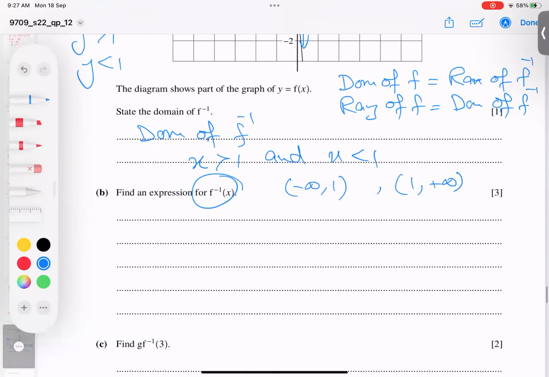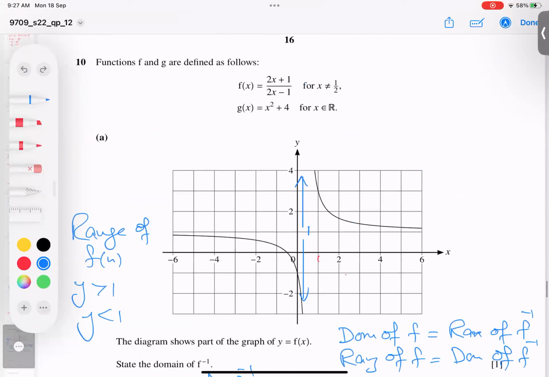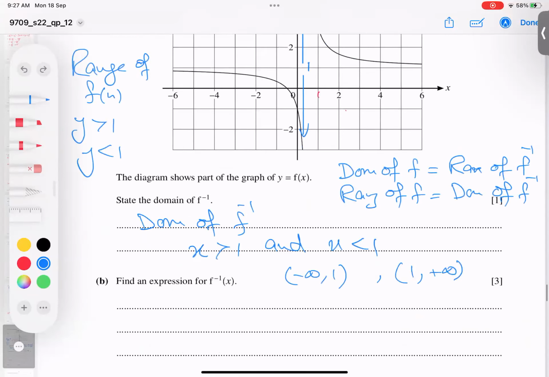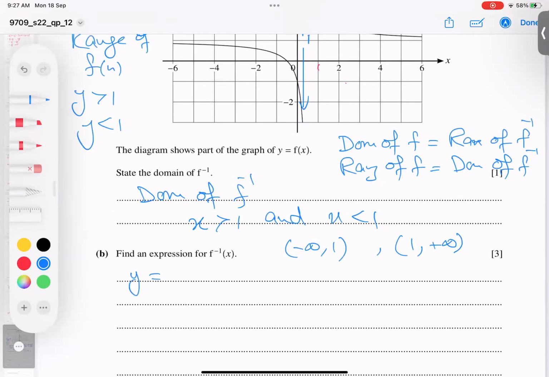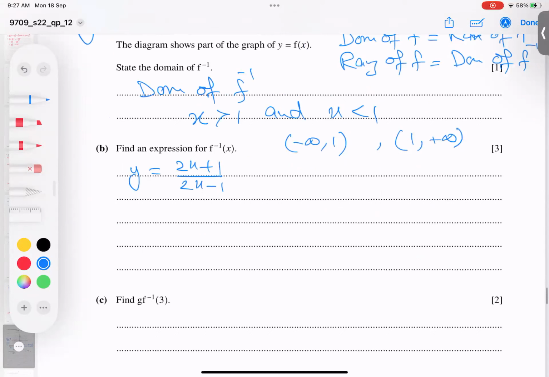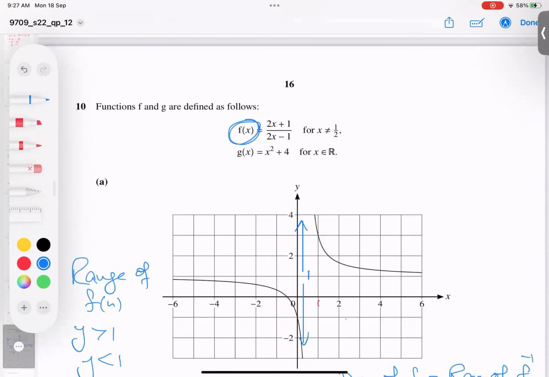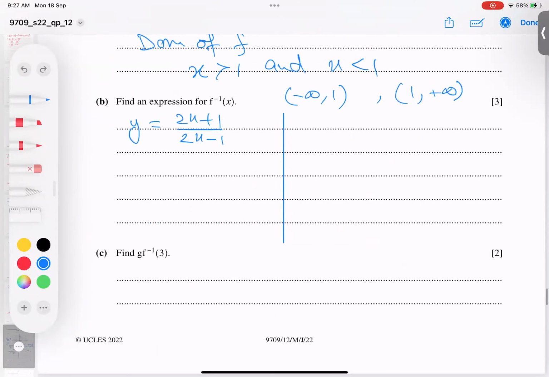Now, the inverse of f inverse. How to find the inverse, students? So y equals (2x plus 1) up, and (2x minus 1) down. What is the method to find an inverse? First of all, remove the function name and write y, which I have done. Now I'm trying to make x the subject. The problem here is there are two x's, but no problem. First of all, cross multiply.